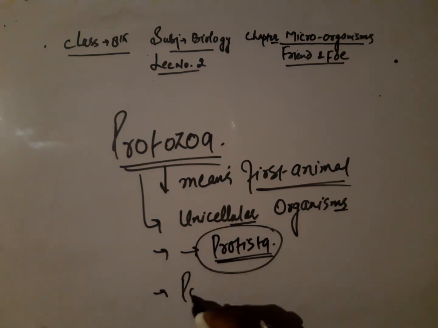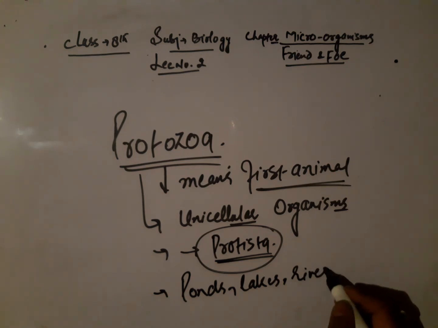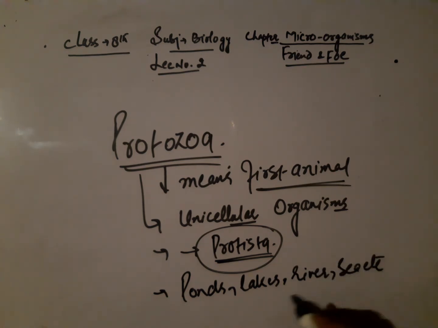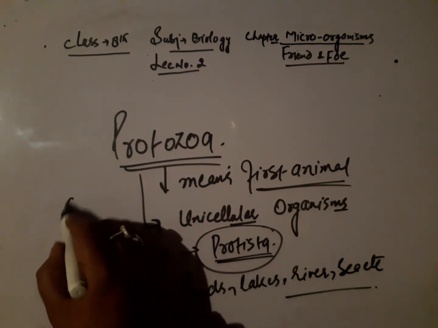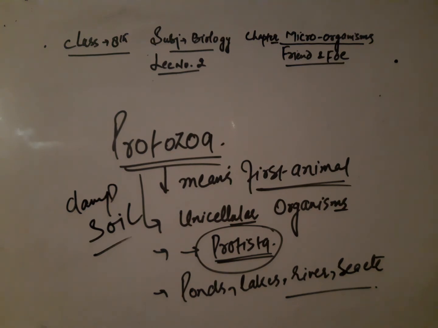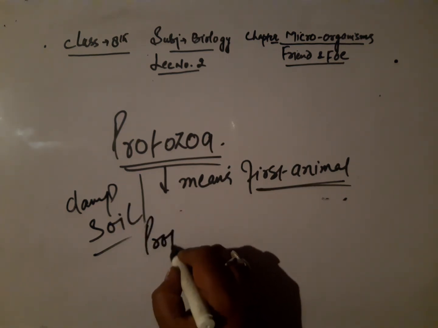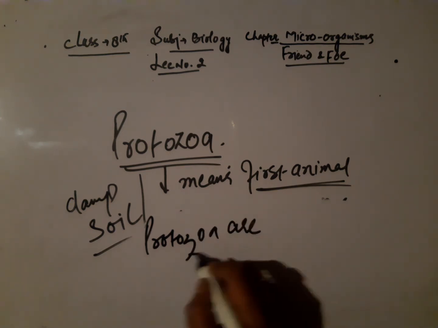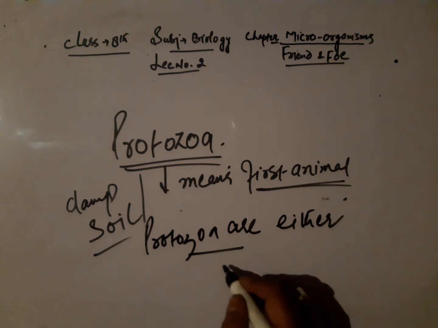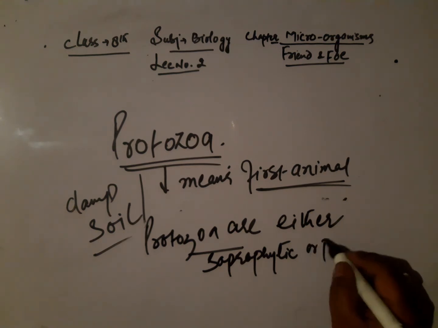They are found in ponds, lakes, rivers, sea, etc. They can also be found on damp soil. Protozoa are either saprophytic or parasitic.